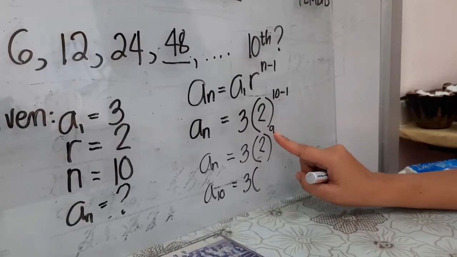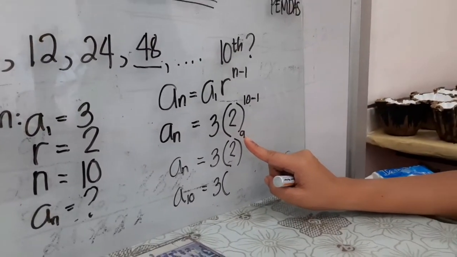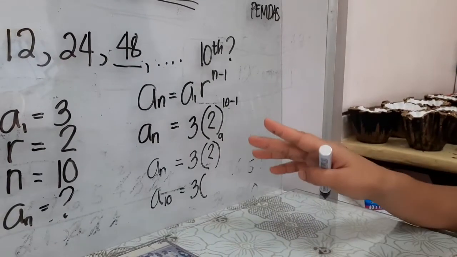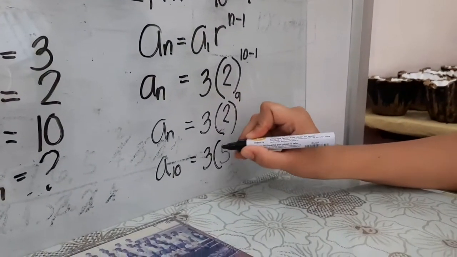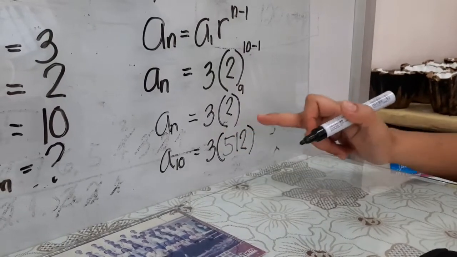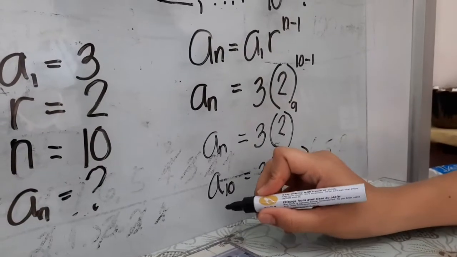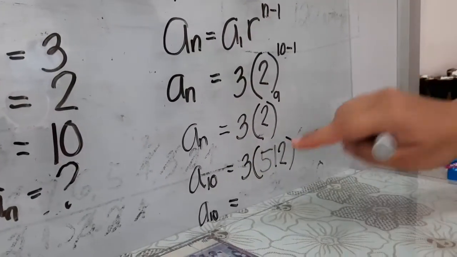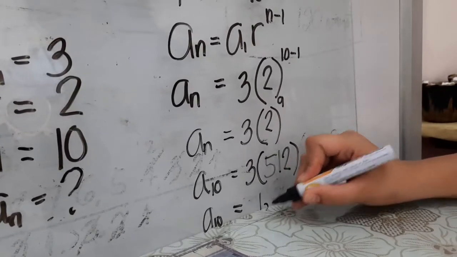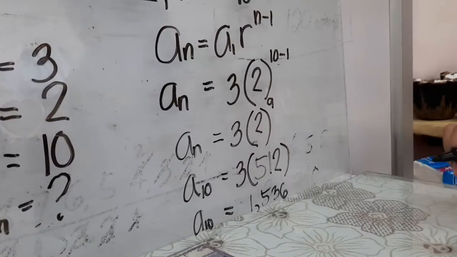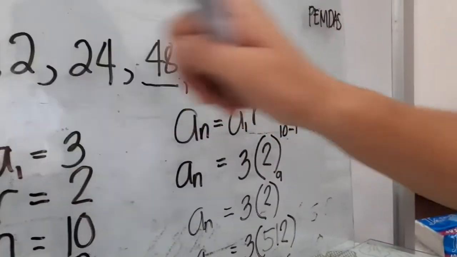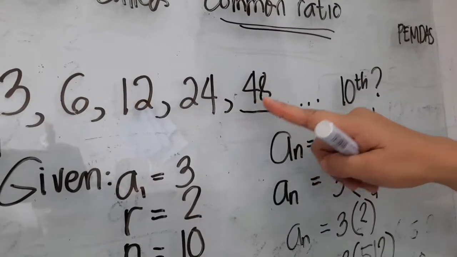Now 2 raised to the power of 9 means 2 times 2 times 2 times 2 times 2 times 2 times 2, 9 times. Sa Bisaya pa, i-times nimo, siyam ka 2 rather. So, that will become 512. After that one, since there's no more exponents, then we can proceed with multiplication. So, our a sub 10, or our last term, we will be multiplying now 3 times 512. And that will give us 1,536. Meaning, 1,536 is the 10th term of our geometric sequence, 3, 6, 12, 24, 48, and so on and so forth.